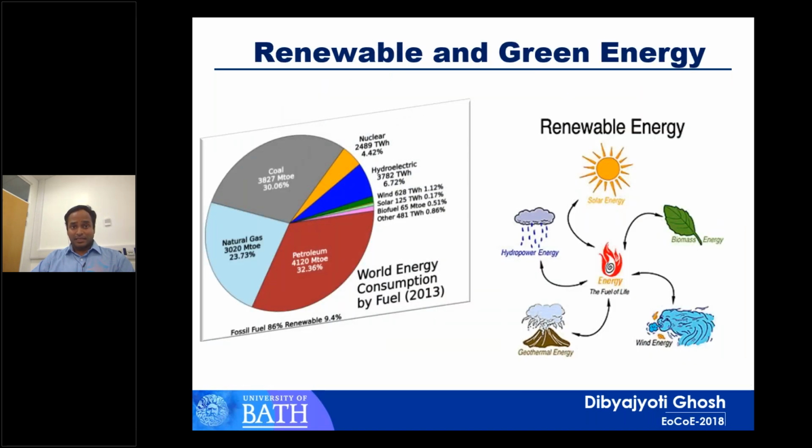But as I told, there are other sources besides fossil fuels which can be used, like renewable sources. As you can see, it's only 10% in use, but still you have different sources like solar energy, biomass, hydropower, etc., which can generate energy, and you can use it again and again, and these will not finish, unlike fossil fuels.